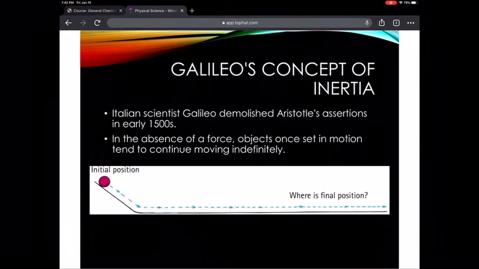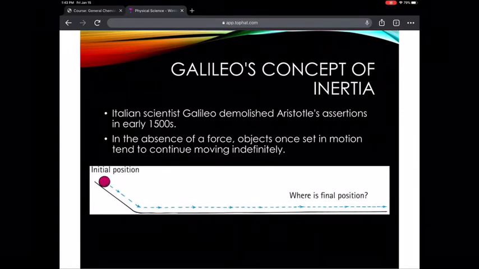So along came Galileo in the early 1500s. This was almost 2,000 years after Aristotle. Aristotle's ideas, which had been based on his thinking, not so much his actual experimentation, had been kind of accepted as truth for almost 2,000 years. Galileo didn't think that Aristotle's beliefs really held much weight, though.